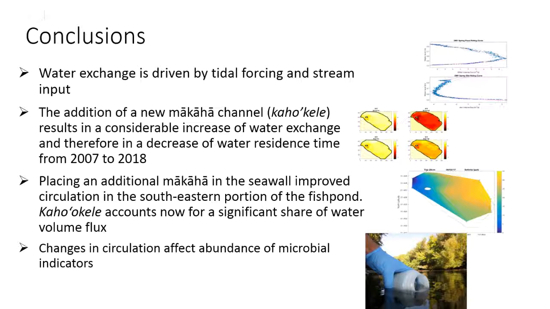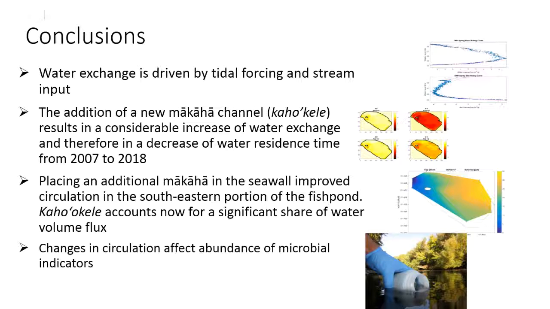And it looks like Ha'aukele accounts now for a significant share of water volume flux when we compare flow at these different mākāhās. And lastly, the changes in circulation do seem to have an impact on microbial distribution in the pond. And we would like to do some more analysis to really figure out what causes the pattern that we see.